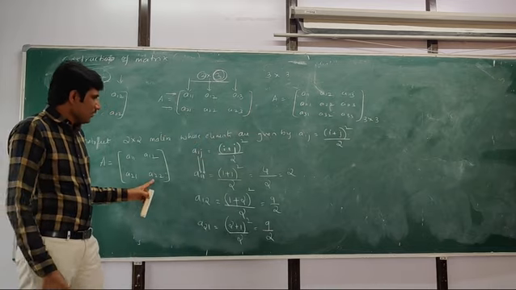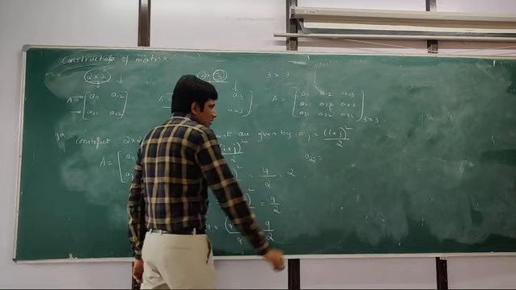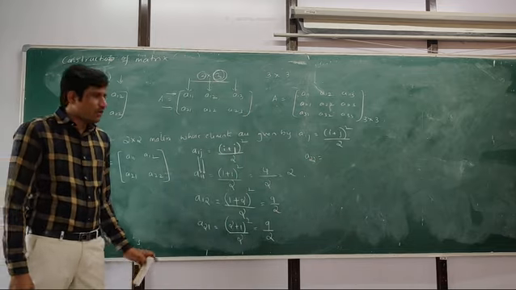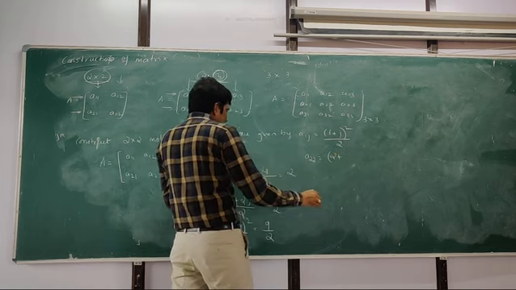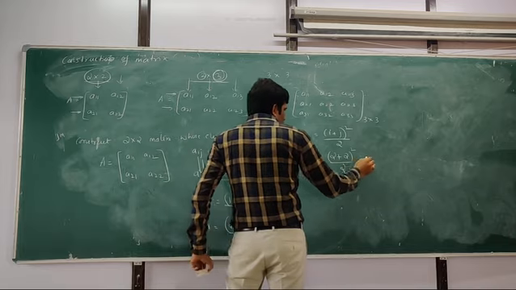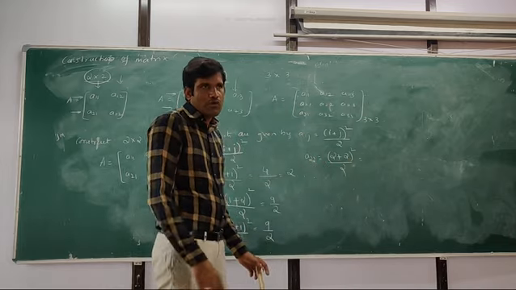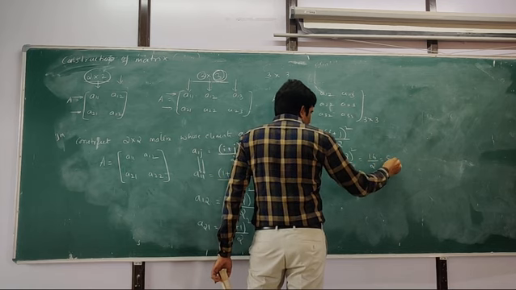Similarly, what is the last element? It is A22. So A22 means put i equal to 2 and j equal to 2. So here put i equal to 2, so that is 2, plus j is also 2. That is (2 plus 2) whole square divided by 2. So what is 2 plus 2? 2 plus 2 is 4. So 4 square is 16, divided by 2, so that is equal to 8.